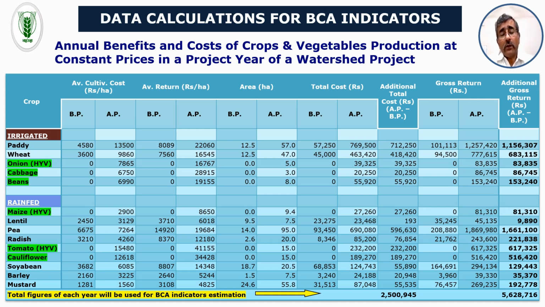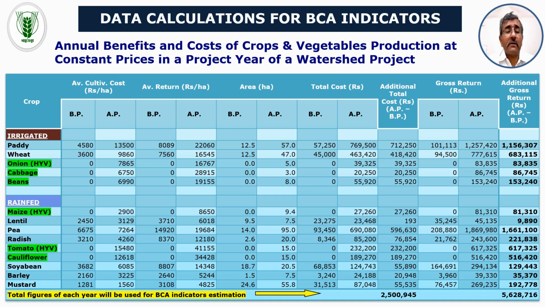Now the calculation for additional total cost is done by subtracting the before project value from the after project value of the total cost. And similarly for additional gross returns, it is again the same thing. It is a difference between the after project and before project.